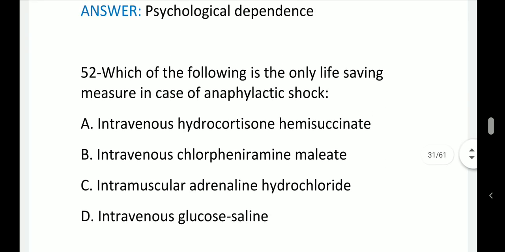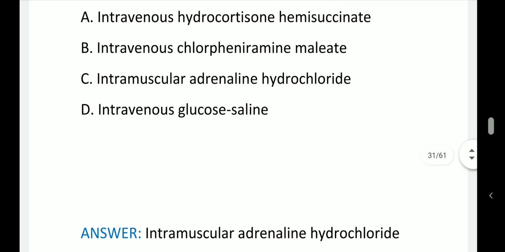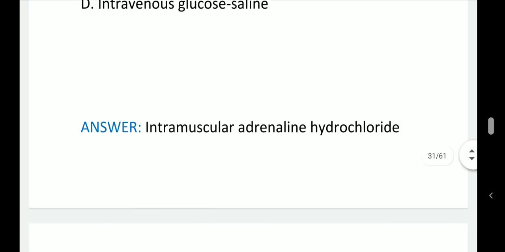Question number 52. Which of the following is the only life-saving measure in case of anaphylactic shock? Option A, intravenous hydrocortisone hemisuccinate. Option B, intravenous chlorpheniramine maleate. Option C, intramuscular adrenaline hydrochloride. Option D, intravenous glucose saline. Answer is intramuscular adrenaline hydrochloride. That is option C is the correct answer.